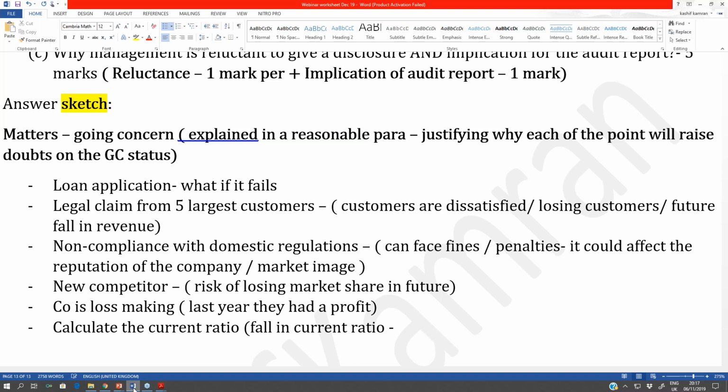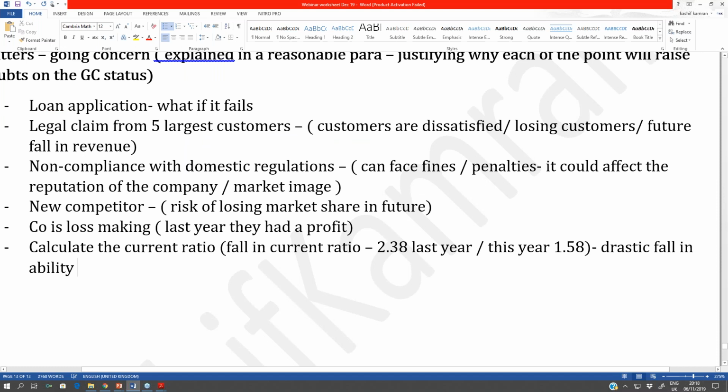I think it was 2.38 last year, and this year it's 1.58. Even though 1.58 is a good current ratio, there is a drastic fall in your ability to pay. Is that a concern factor? Even though 1.58 is an ideal current ratio, when you compare that with last year's 2.38, do you see the fall? And do you realize that this is important for the company to address?